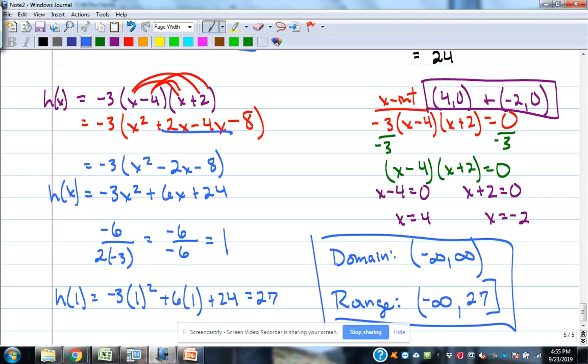So anytime they ask for range, you're going to have to find the vertex if it's quadratic. If it's in vertex form, yay, it's not hard to do. If it's in standard form, there's a little bit of work to do. If it's in intercept form, there's a little bit more work to get there. But range is dependent upon the vertex. So anytime they're talking about range, you've got to think the vertex has to be part of that. Okay, so tying those things together.